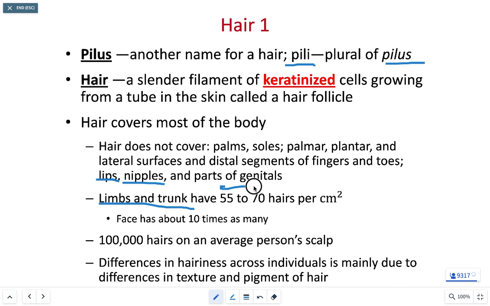So when we look at our arms, legs, and trunk, we have a relatively low concentration of hair. But then our scalp has a much higher density of hairs. We're looking at about 100,000 hairs on an average scalp, or to put it in terms of hairs per square centimeter, about 100 hairs per square centimeter on your scalp.